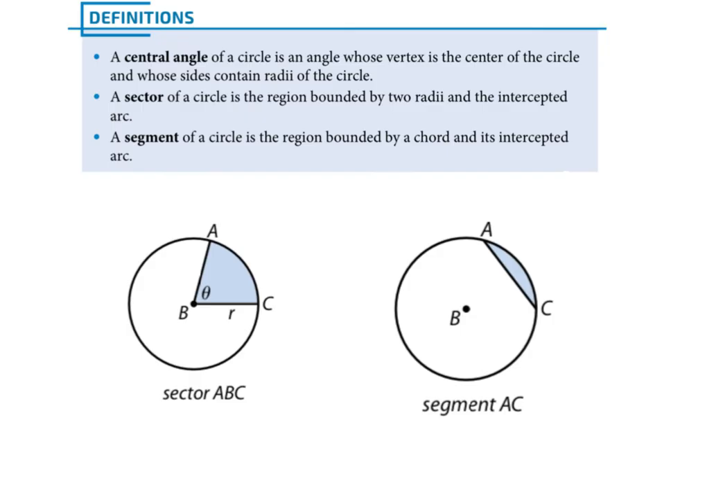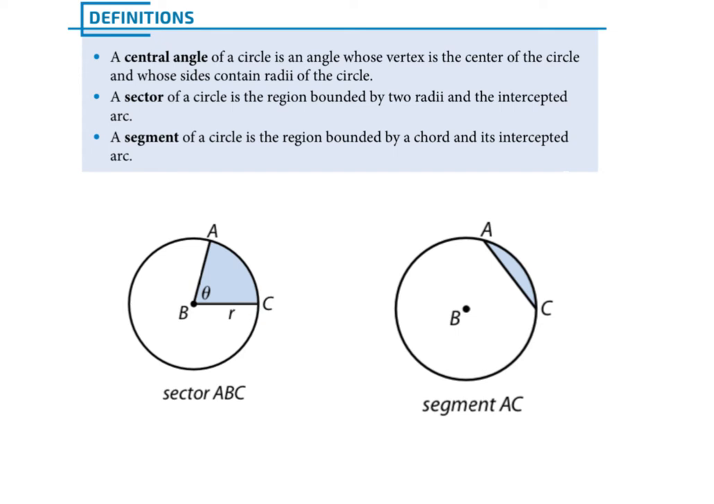So we did central angles with polygons and we divided 360 by how many sides they have. With central angles for a circle, you do not have a side to think about. So the central angle of a circle is an angle whose vertex is the center of the circle and whose sides contain radii of the circle. A central angle here would be this. The center of the circle is the vertex. The sides are the radii.